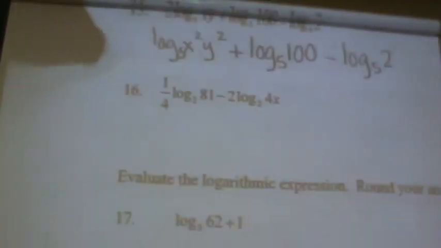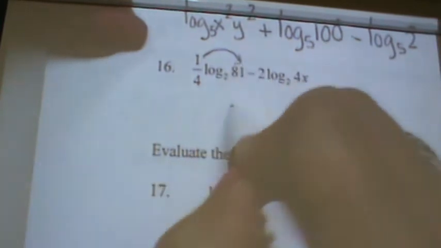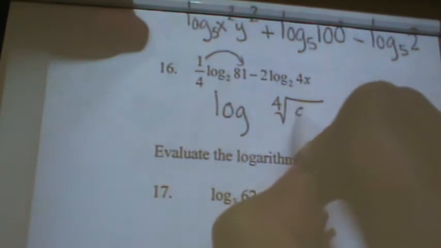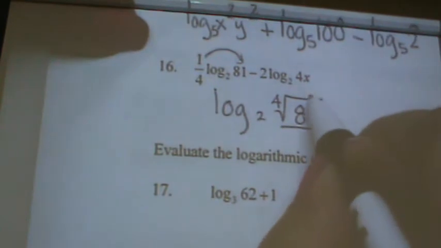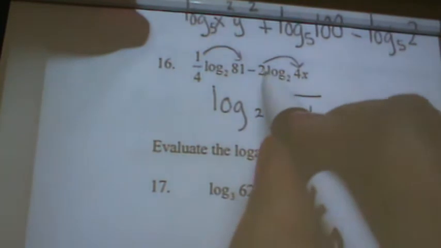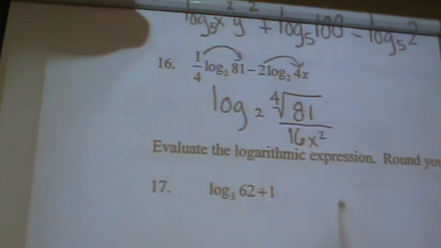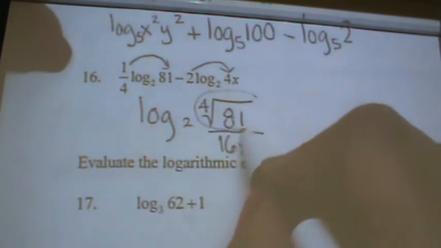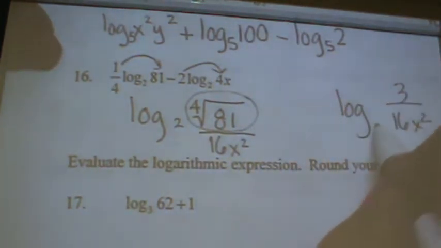Next one, number 16. What does this 1/4 mean? Fourth root of 81, and it's base 2, over this, you're squaring 4 and x. Well, what is 4 squared? 16 and x squared. Now, what is the 4th root of 81? 3. This is equal to 3. And then 16x squared, and that's all base 2.